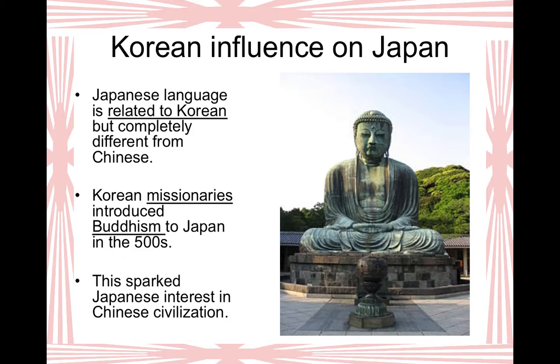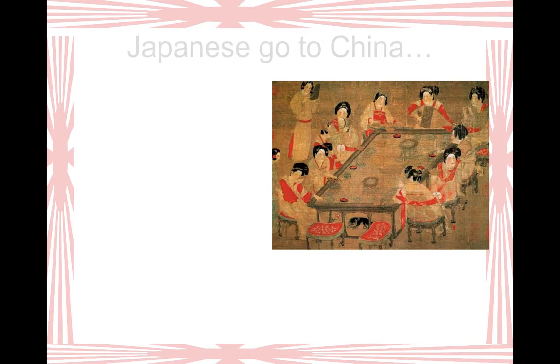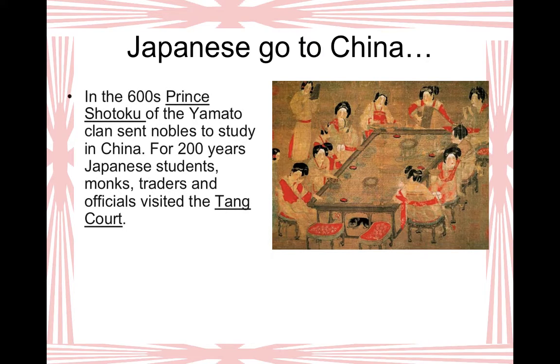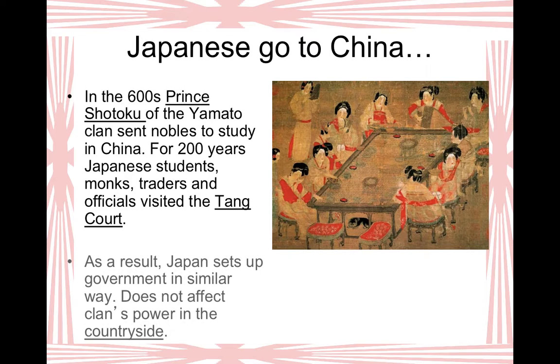In addition, Korean missionaries also brought Buddhism, which is another religion, to Japan in the 500s. People were very interested in these ideas, and this sparked an interest in learning more about mainland culture. So lots of people were sent to China. In particular, Prince Shotoku sent some nobles to study in China. For 200 years, Japanese students, monks, and traders would visit the Tang court, the name of the government back then in China, and would study with leaders there to gather ideas.